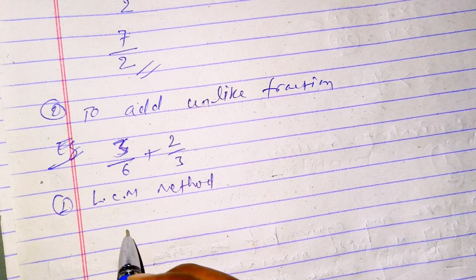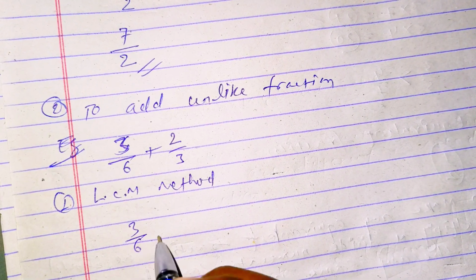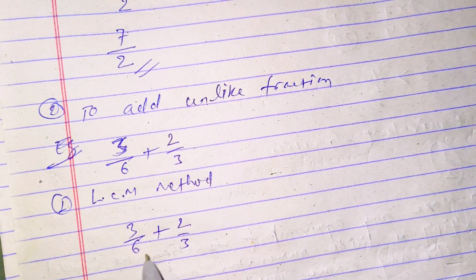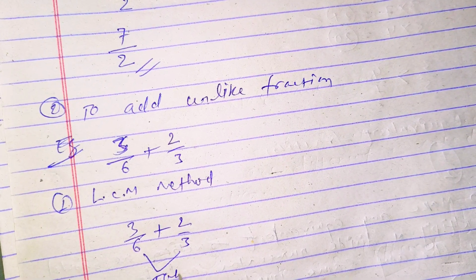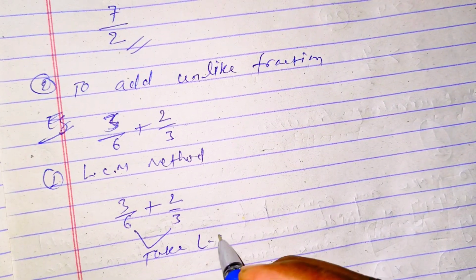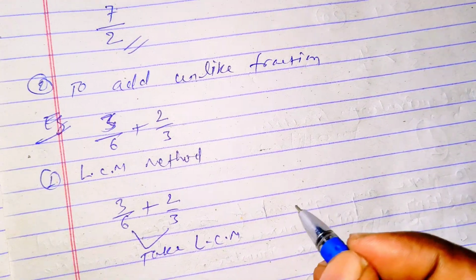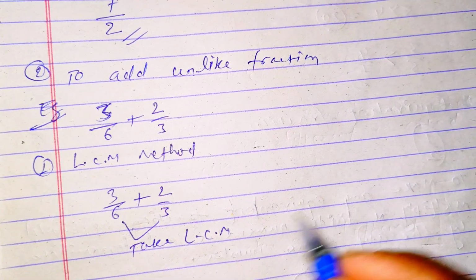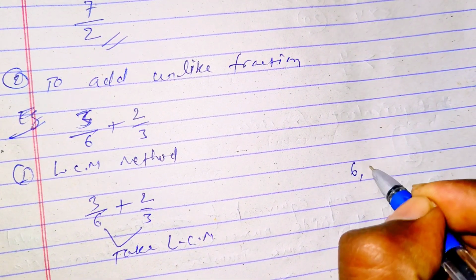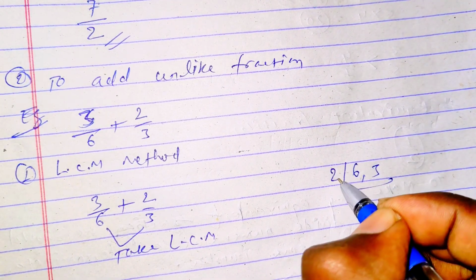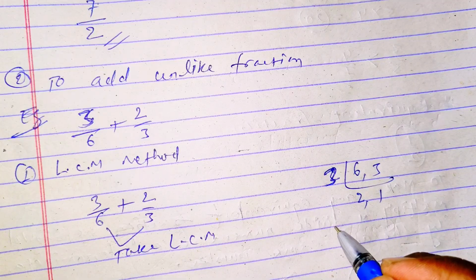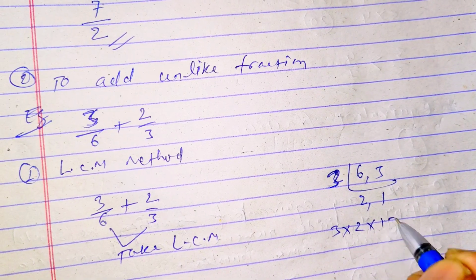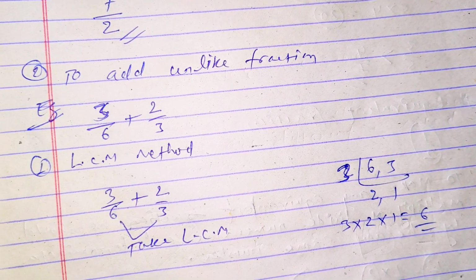So let's start. 3 by 6 plus 2 by 3. Take the LCM of both denominators, 6 and 3. In this, 3 into 2 into 1 is equal to 6. So our LCM is 6.